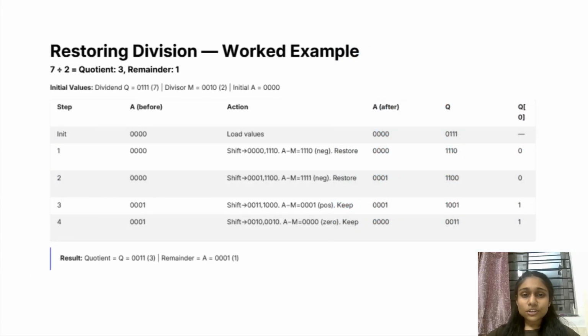Let's understand restoring division with its example. Example of 7 divided by 2. Initially, Q is 0111, M is 0010 and A is 0000. We perform shifting and subtraction step by step. Whenever A becomes negative, we restore it by adding M back. After performing all iterations, we get the final quotient as 0011, which is 3 in decimal, and the remainder is 0001, which is 1 in decimal. This example clearly shows how restoring division works step by step.